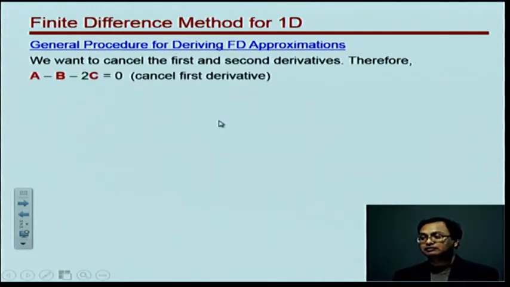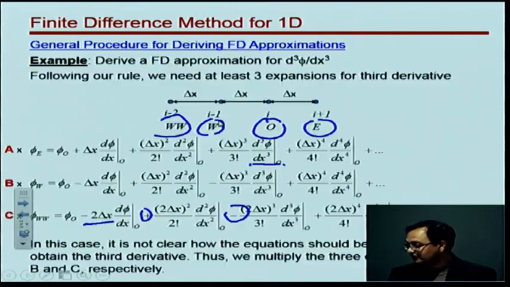Similarly, I want to cancel the second derivative. So for the second derivative, I would have a times delta x square over 2 factorial plus b times delta x square over 2 factorial plus c times 4 delta x square over 2 factorial equal to 0. Delta x square over 2 factorial is going to cancel out, and it's going to give me this equation, a plus b plus 4c equal to 0.